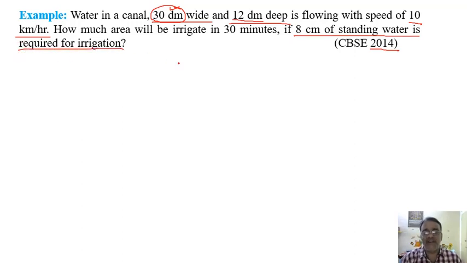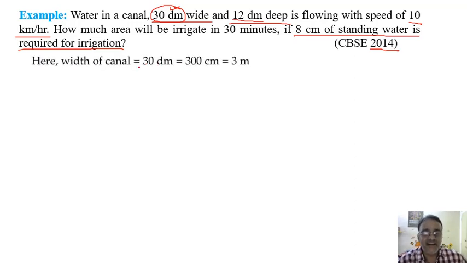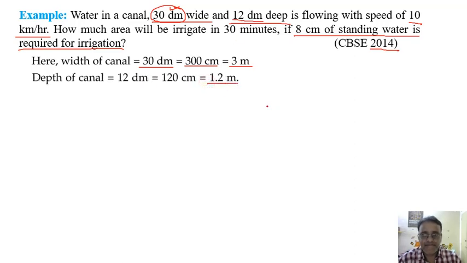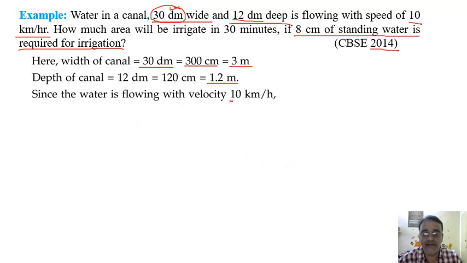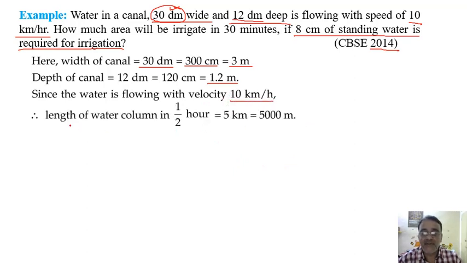Now this is very similar to our textbook question, but the numbers are different. 30 decimeter is given. It is just like the textbook question. So width of the canal 30 decimeter, that is 300 cm, so 3 meter. And the depth of the canal 12 decimeter, 120 cm, 1.2 meter. And it is flowing with a speed of 10 km per hour, and canal will take a shape of cuboid. So since the water is flowing with a speed or velocity 10 km per hour, therefore the length of water column in half hour is 5 km, that is 5000 meter.